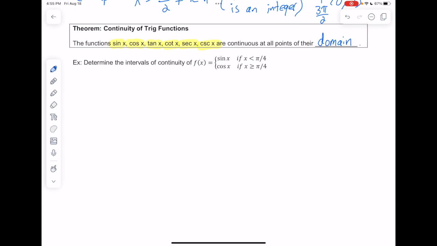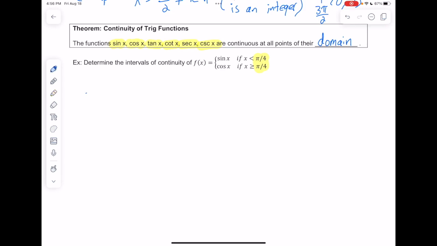Well, sine's continuous everywhere, and so is cosine. So the only way we could have a problem is when we change from one branch to the other, and that change is happening at pi over 4. So if this function is continuous at pi over 4, it'll be continuous everywhere. If it's not continuous at pi over 4, it'll still be continuous everywhere else, because the other branches are made up of continuous functions, sine and cosine. So let's investigate pi over 4.